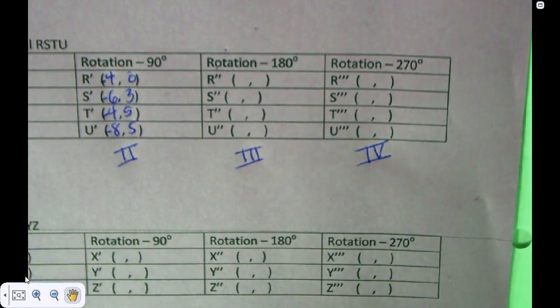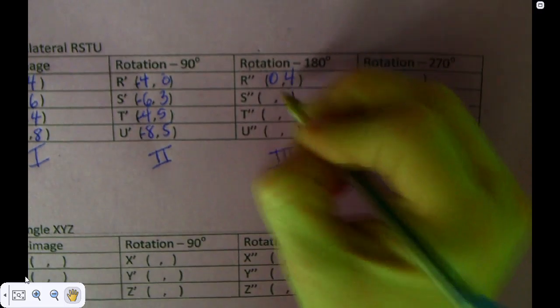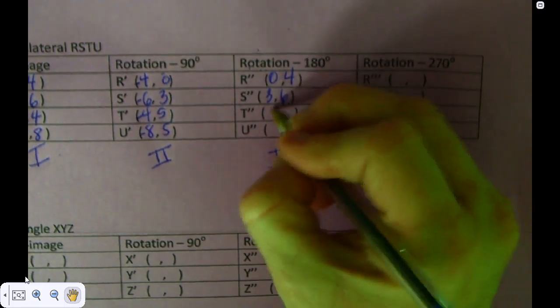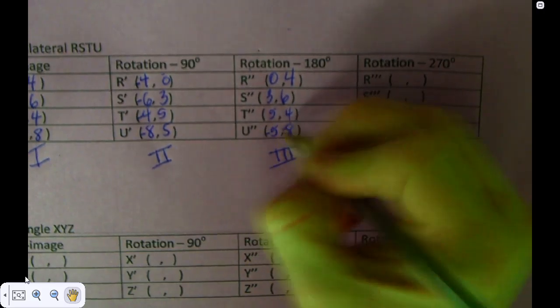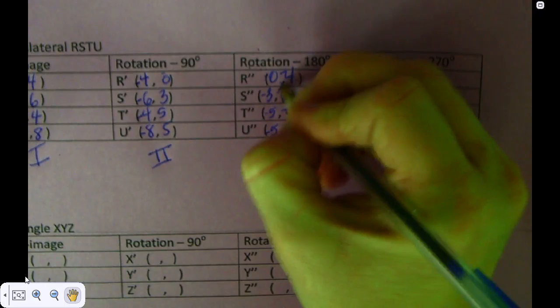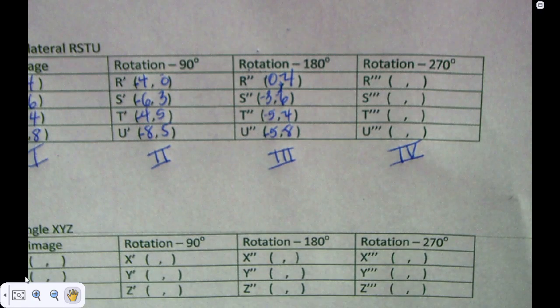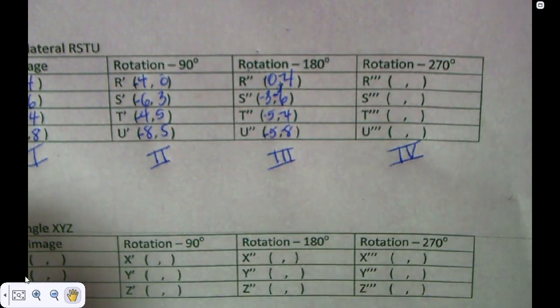Okay, now we're doing a 180-degree turn. Do we flip the numbers? No, leave the numbers just as are. But what do you know about each? All going to be negative, except the 0. Everything's negative because we're in quadrant 3.